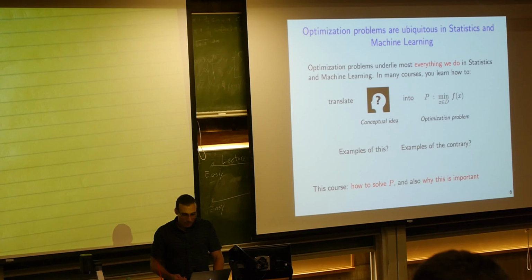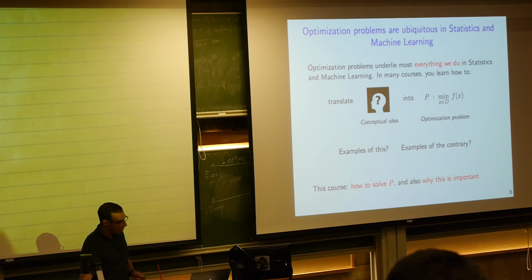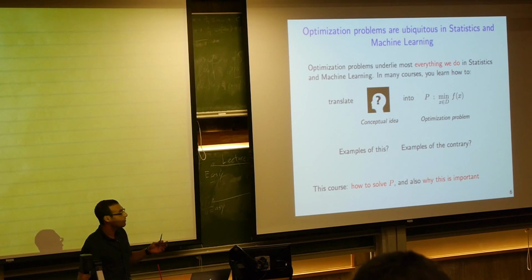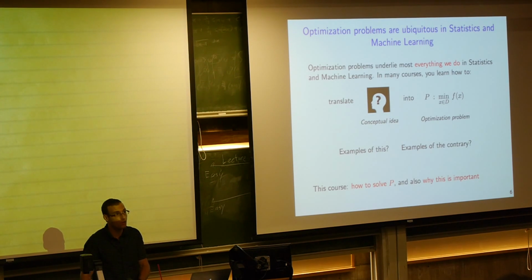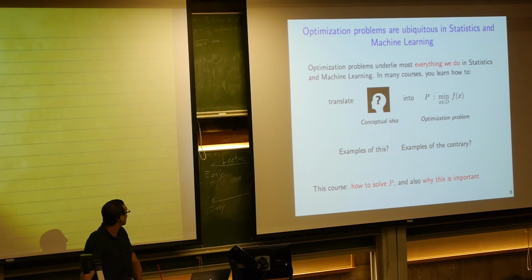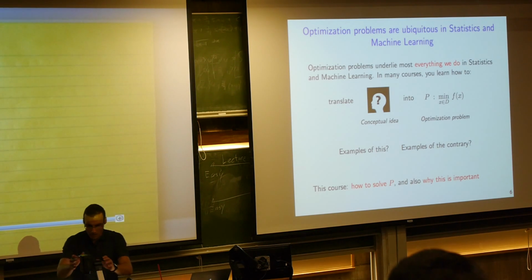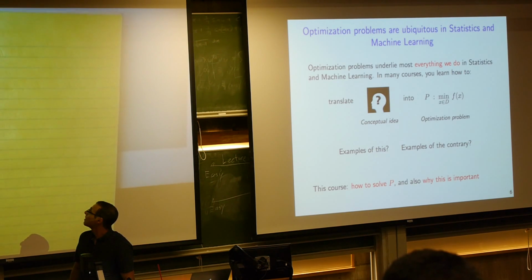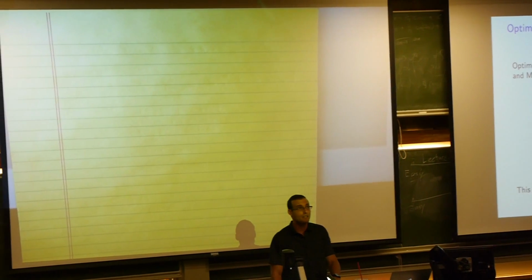So I thought it would be helpful to start off by listing some examples of tasks that we do in statistics or machine learning, or your field if those aren't your fields, and what the corresponding optimization problem is. All right. So, any examples? Just yell them out or raise your hand. Doesn't matter.